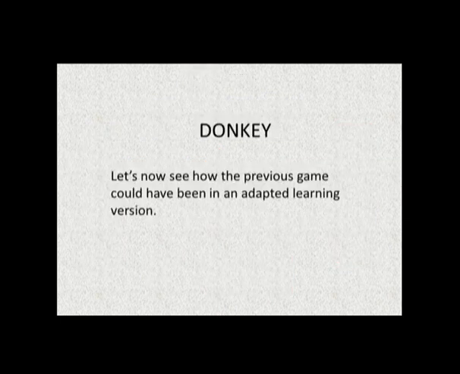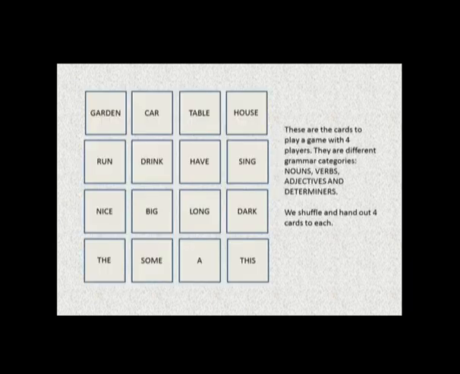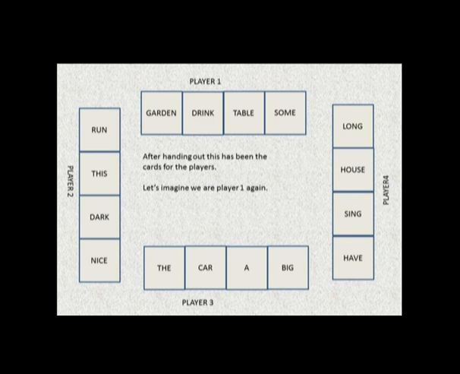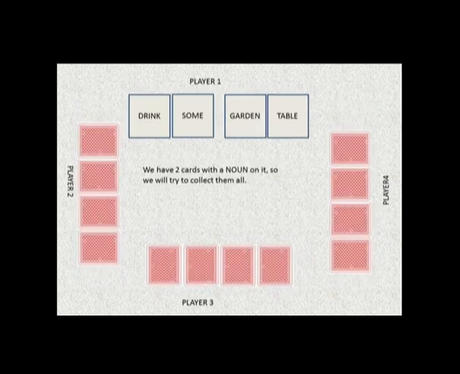Let's now see how the previous game could have been in an adapted learning version. These are the cards to play a game with 4 players. They are different grammar categories: nouns, verbs, adjectives, and determiners. We shuffle and hand out 4 cards to each. After handing out, these have been the cards for the players. Let's imagine we are player 1 again. We have 2 cards with a noun on it, so we will try to collect them all.